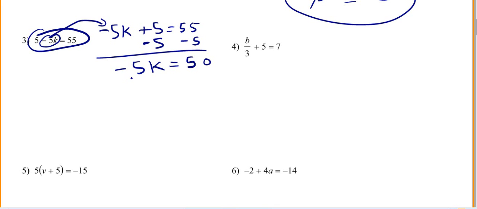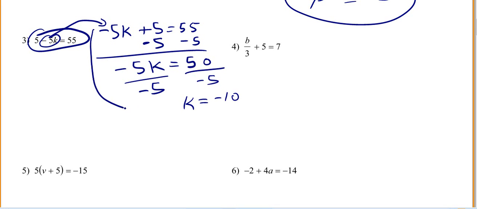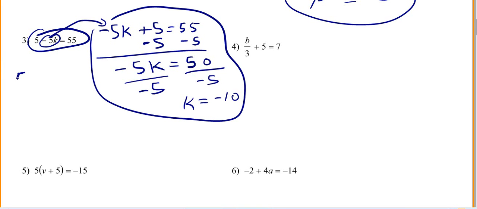So I know negative 5 times k is going to give me a 50, right? My inverse operation of multiplication is division. So I'm going to divide both sides by negative 5. So I got k is equal to negative 10. So that's one way to do this problem. Other people don't like to move things around. Hey, that's okay too. Whatever works best for you.